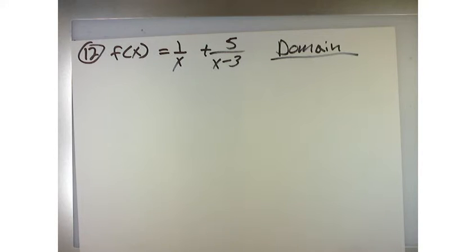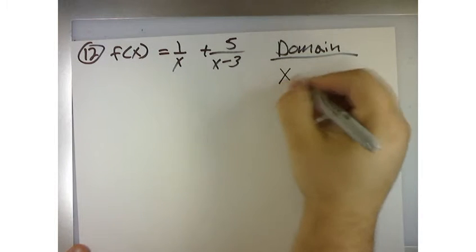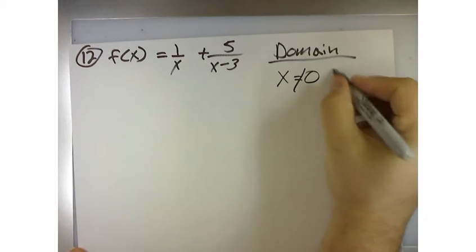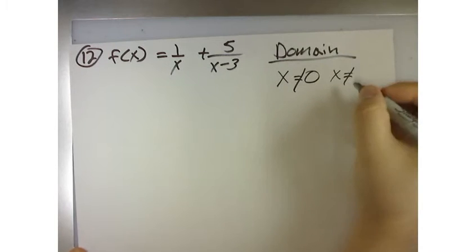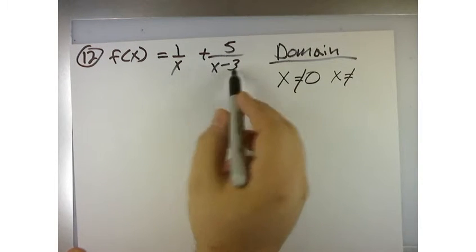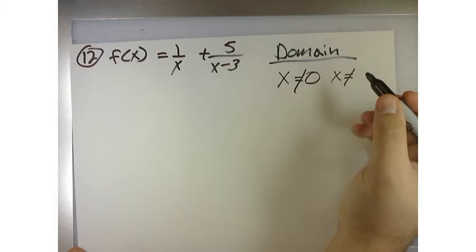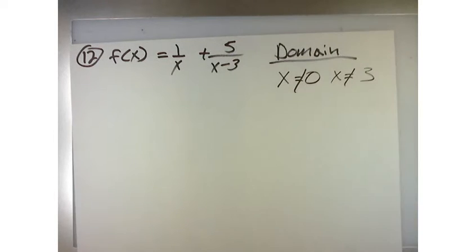Square roots and 0 in the denominator. So we have two rational expressions here, and I can't have a 0 in the denominator. So right off the bat, I know for a fact that x cannot equal 0 and that x cannot equal 3, right? Because if I plug in 3, I get 3 minus 3, and I get a 0 on the bottom there. All right, so I know that.